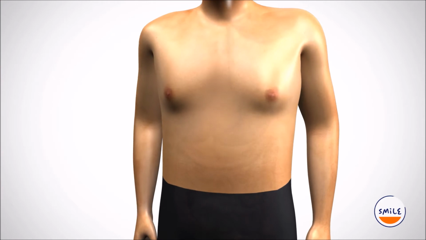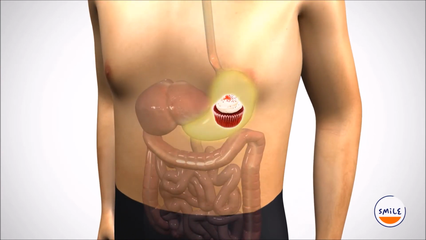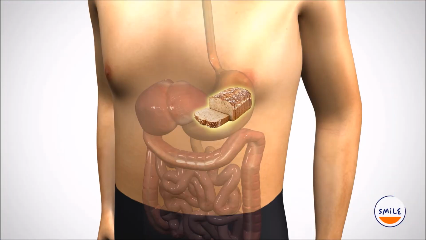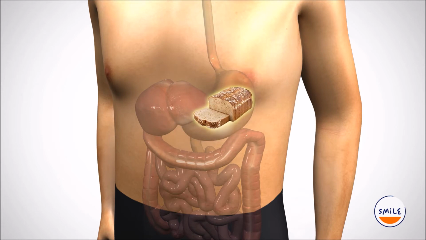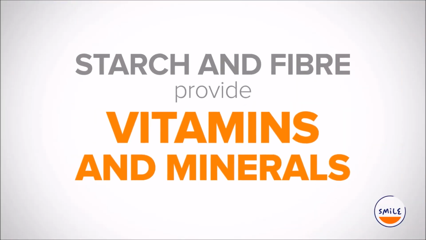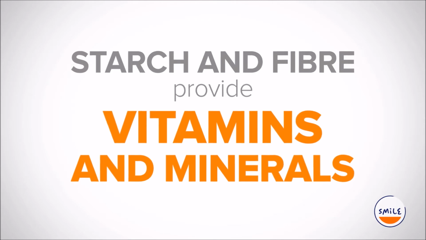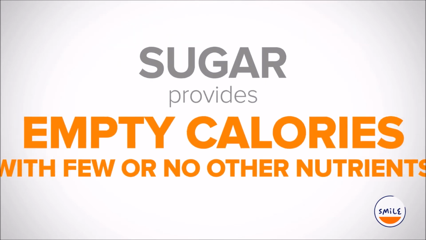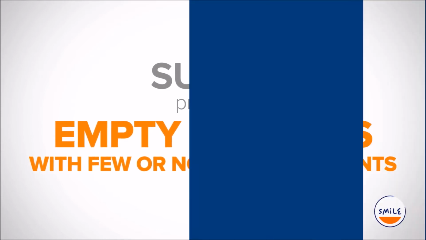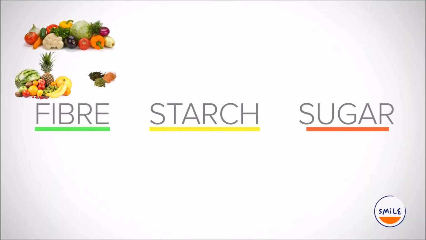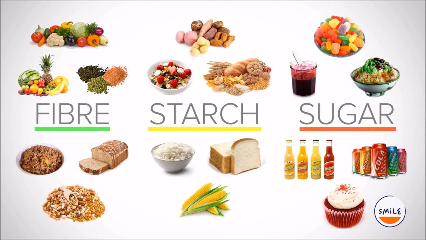Carbohydrates are absorbed into your bloodstream at different rates. Sugar is absorbed rapidly, which means that you will soon feel hungry. Fiber is slower to be absorbed, which means you feel full for longer. Starch and fiber also provide vitamins and minerals, whereas sugar provides empty calories with few or no other nutrients. Consuming the right carbohydrates is part of a healthy lifestyle.